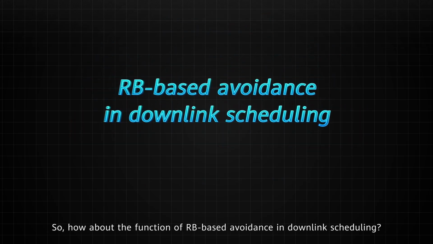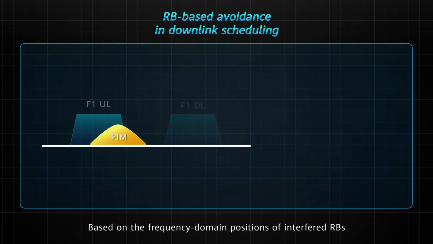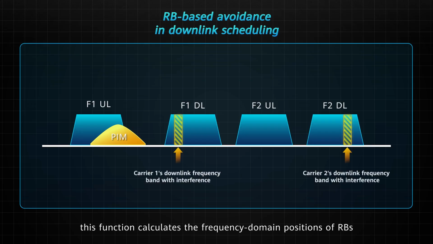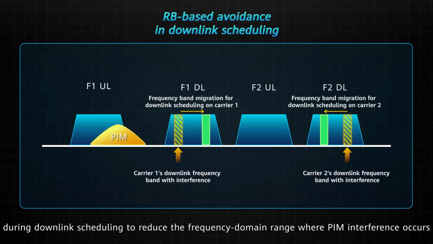So, how about the function of RB-based avoidance in downlink scheduling? Based on the frequency domain positions of interfered RBs obtained through intelligent PIM interference detection, this function calculates the frequency domain positions of RBs that cannot be used for downlink scheduling of interfering cells, and avoids these RBs as much as possible during downlink scheduling to reduce the frequency domain range where PIM interference occurs.